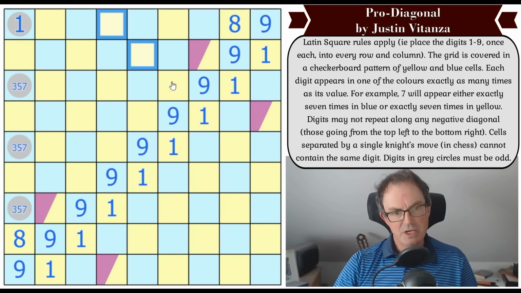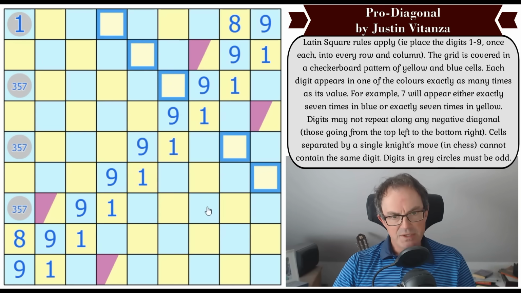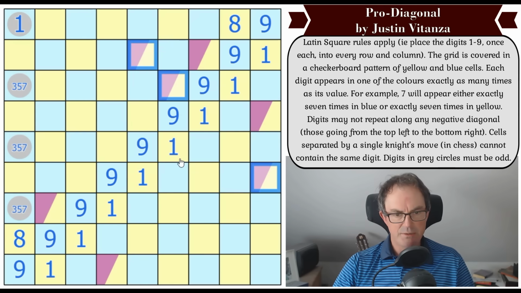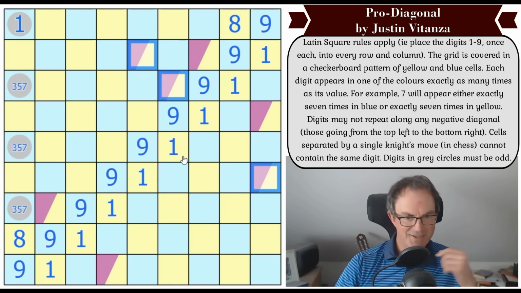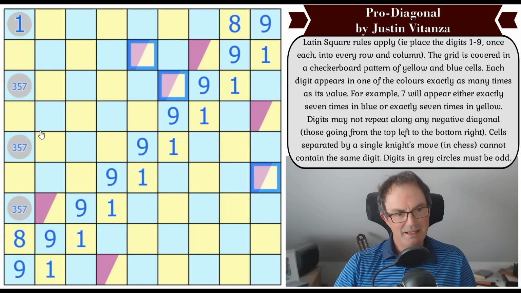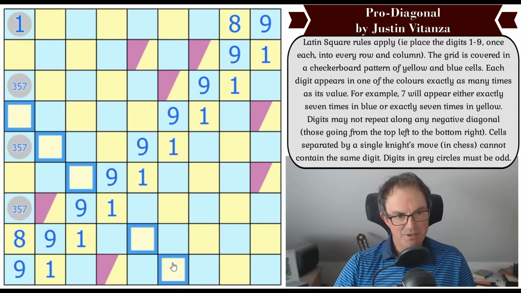Hang on. Okay, let's just check this diagonal then. So this diagonal, that can't be an 8 because of the given 8. Actually, I don't quite see how to do that. That's rather distressing. Hang on, and I suppose that's going to be symmetrical, is it?